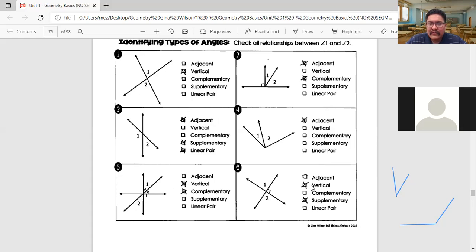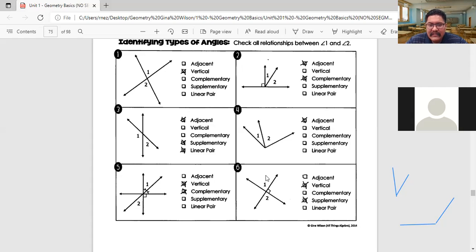All right, number 6, vertical. So they are across from each other on an intersection, so they will be the same size. Supplementary. Well, if this is 90 degrees, it's telling me this is 90 degrees, which means the opposite is 90 degrees. And that would mean this is also 90 degrees, because if you have straight lines, they have to keep crossing at that same angle. So all 4 of these are 90 degrees.